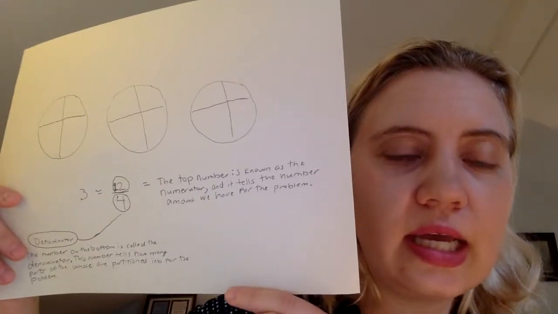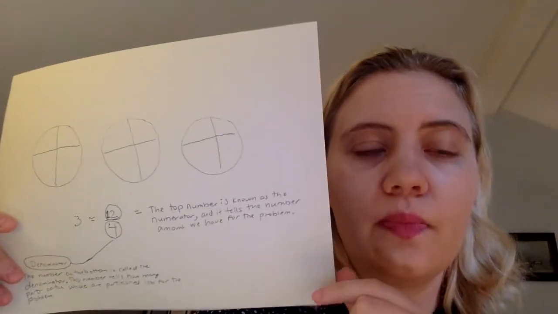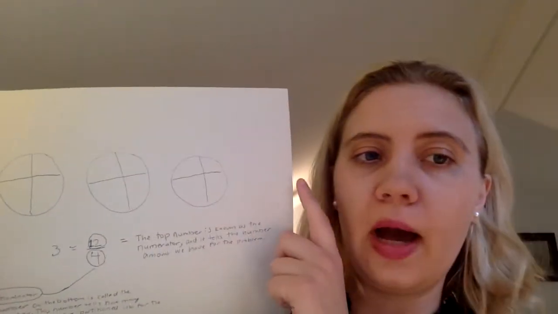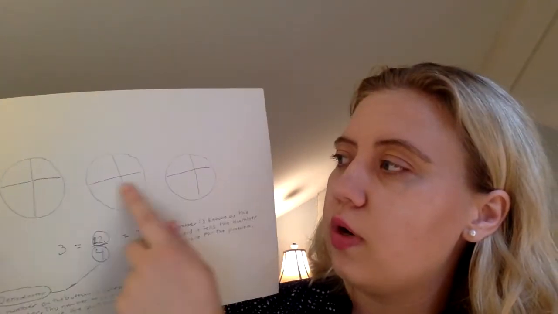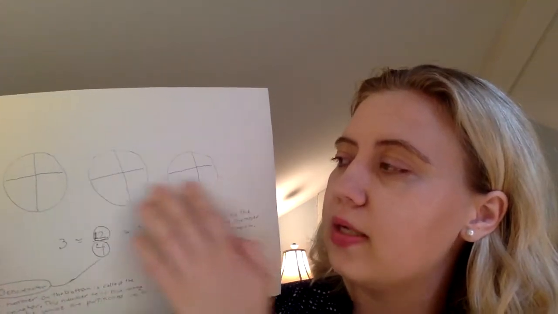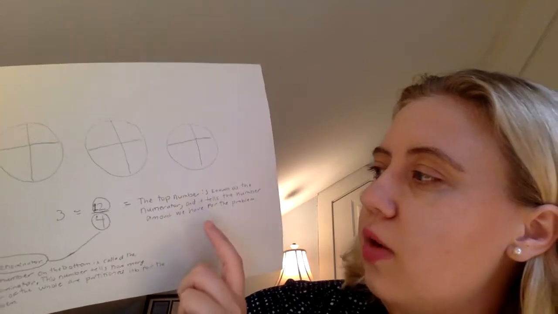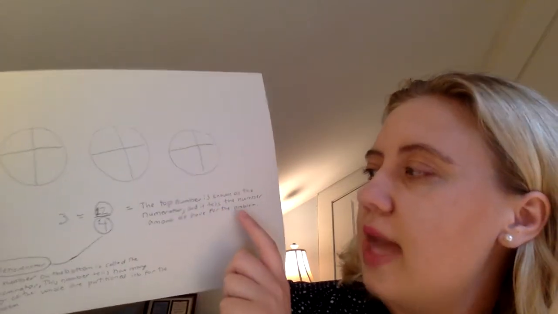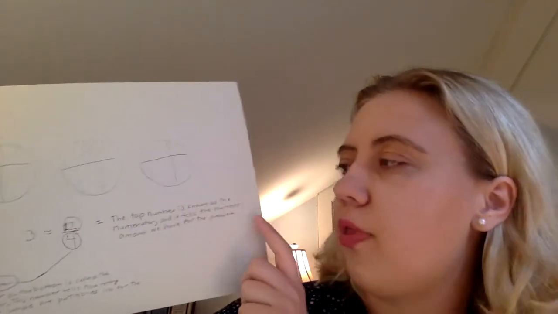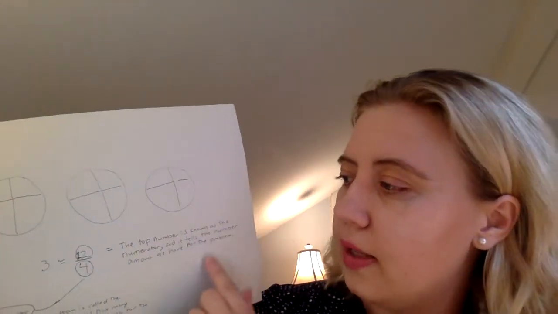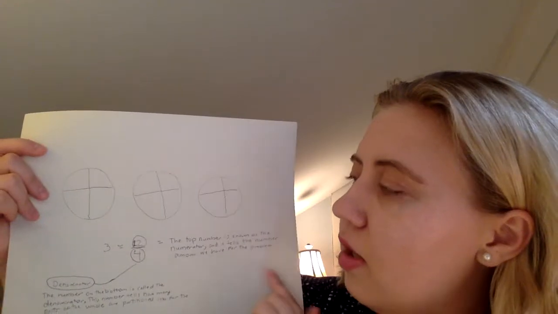Another way to deal with equivalent fractions is by this example. Do you see that each box has 4 parts? Each of these 4 parts equal to 12 parts. And the top number is known as a numerator, and it tells the number amount we have for the problem. See, it's 12 because there's 12 parts. But the denominator is 4.